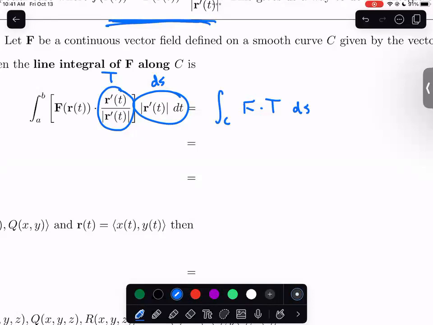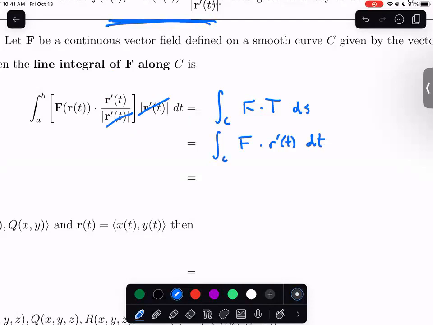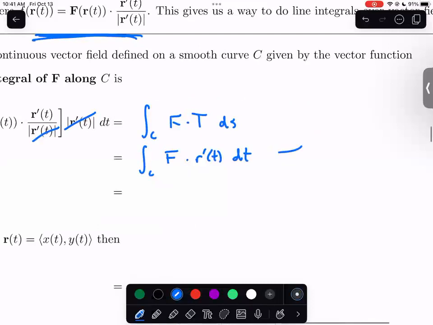Another thing that you could do that I think is a bit nice here is that you could just cancel out the magnitude of our derivative on top and bottom here. And so I like to write this F dot r prime of t dt with our curve. I would say that this is my favorite one. I usually call this my working definition. And so usually if they give me any of the 5, I just convert it into this one. So this one's going to be my favorite, and I invite it to be your favorite as well.